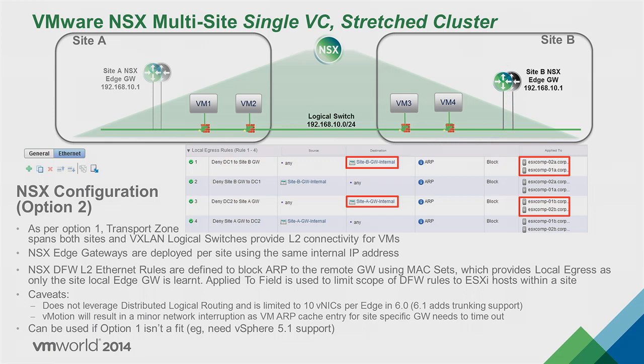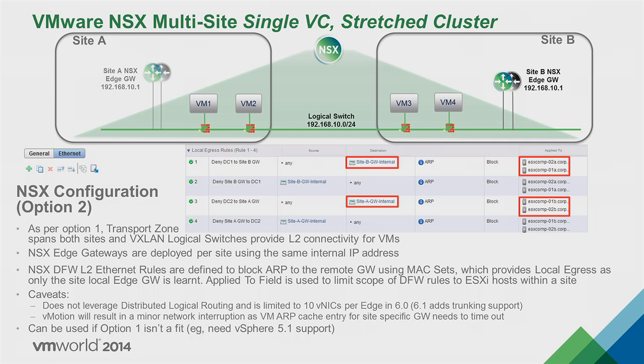An important point here is that we're using the applied to field in the distributed firewall. The reason for using this is that the firewall rules that apply to site A are only programmed on the ESX host in site A, so we limit unnecessary processing of firewall rules at the different locations as well. The caveat with option 2 is that it does not leverage distributed routing. That's really why we recommend option 1.